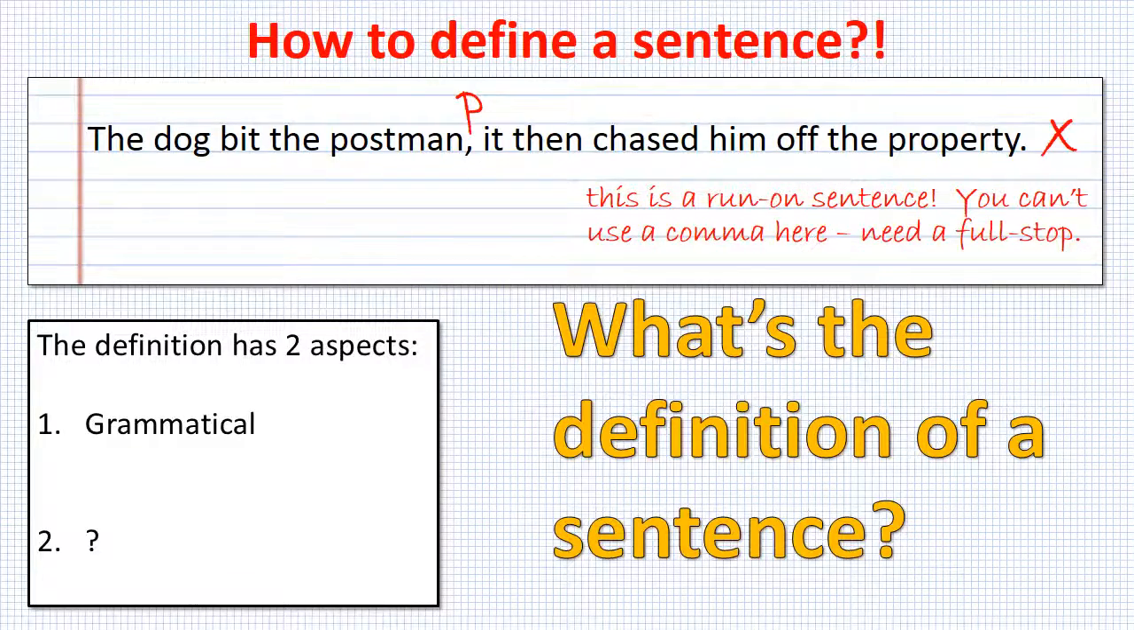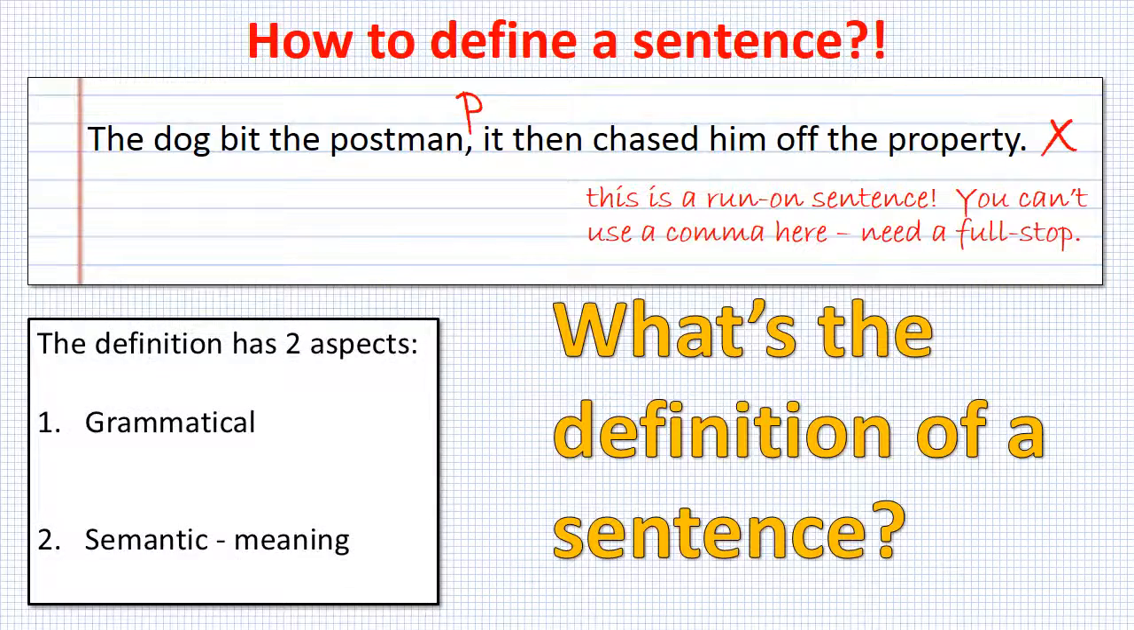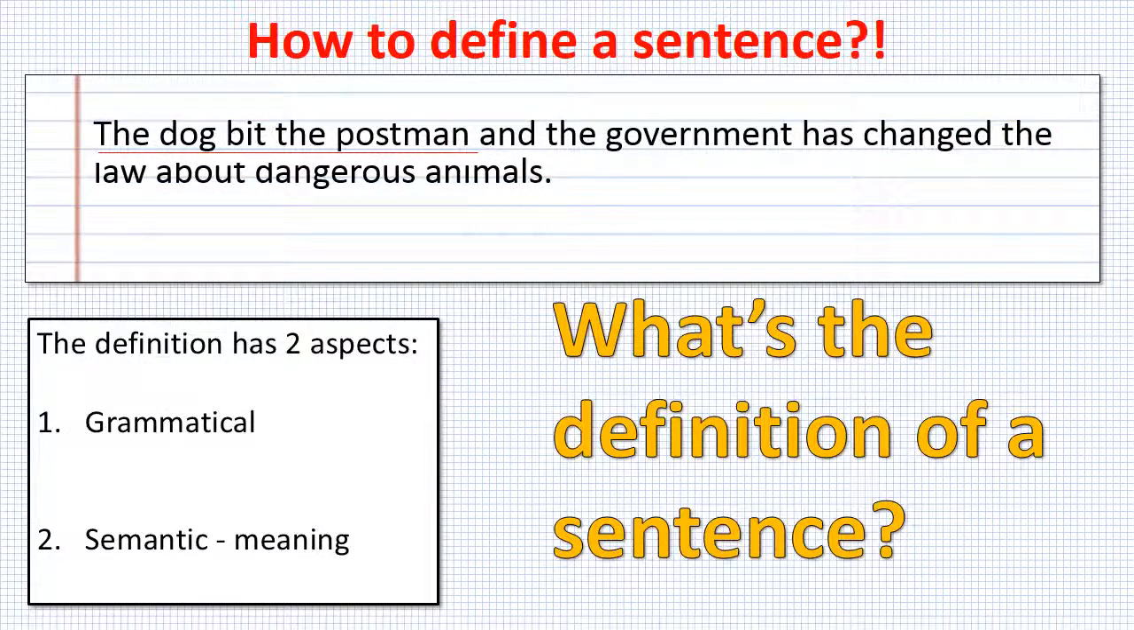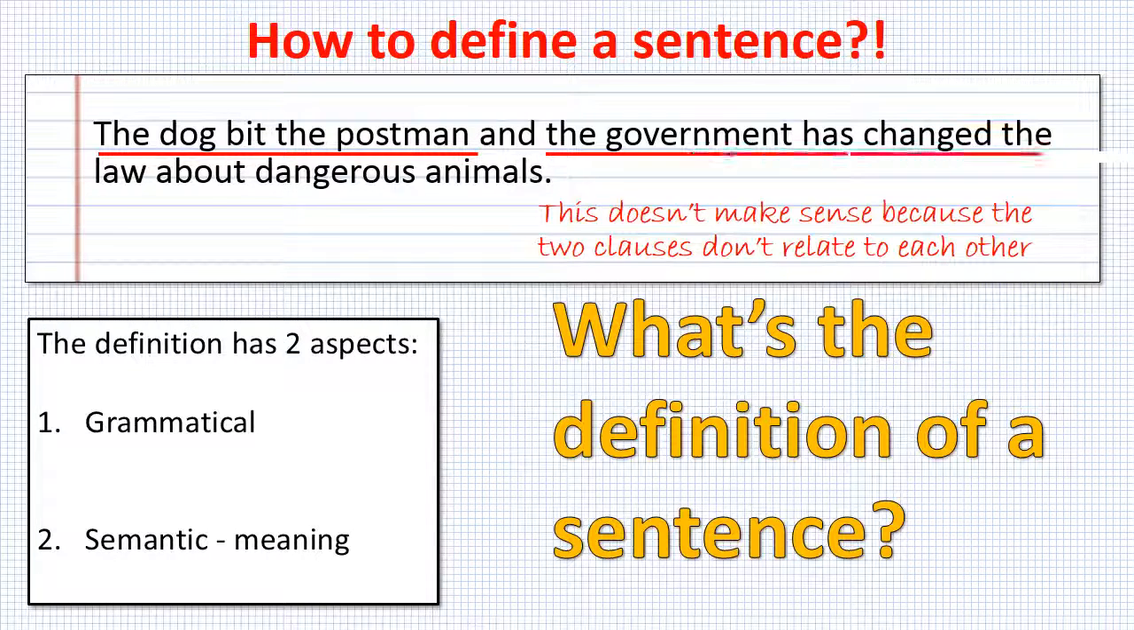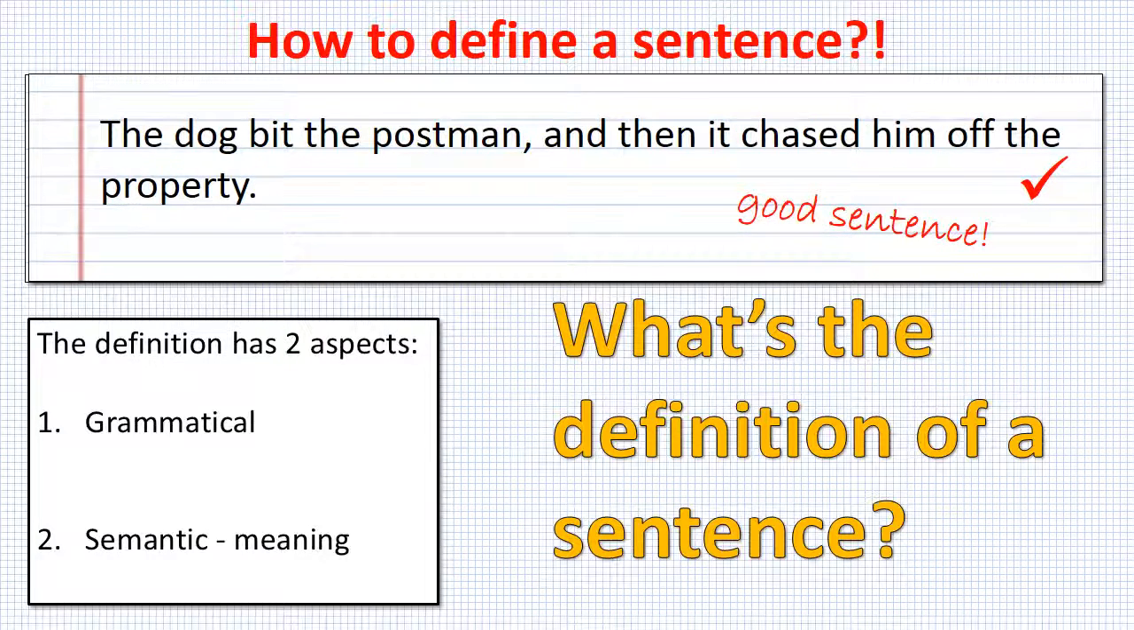The second definition is semantic. It's about meaning. Look at this. This is nonsensical. The second clause has no semantic relationship with the first, or very little. So a sentence has to be about one idea or notion. Like this. This would be good. So this could be a definition of a sentence, or maybe this. Which one do you prefer?